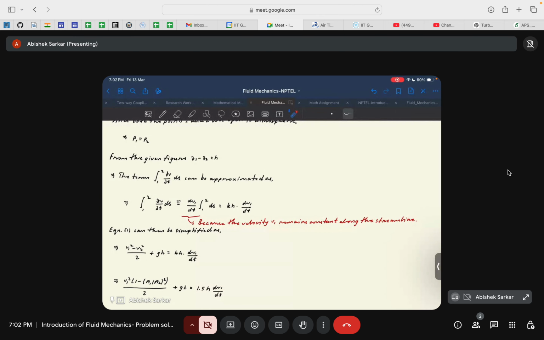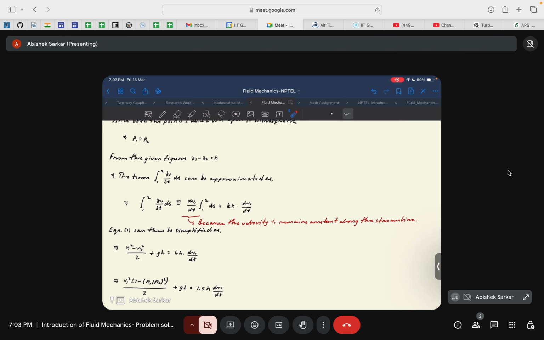So we can take this term out of the integration and convert this partial derivative to a complete derivative, because ideally velocity is a function of both space and time, because of the Eulerian approach. But we can make a simplified approximation that the velocity along a streamline remains almost constant, so there is no dependency on the spatial coordinates. So the velocity becomes only a function of time, and this partial derivative becomes a complete derivative.